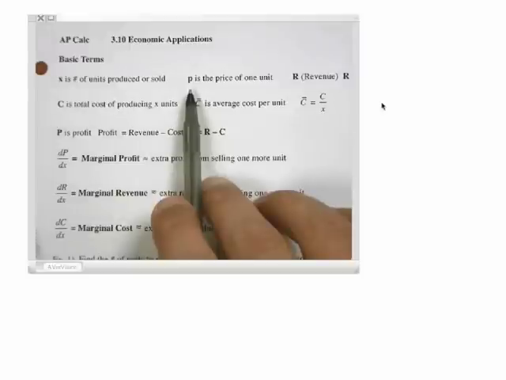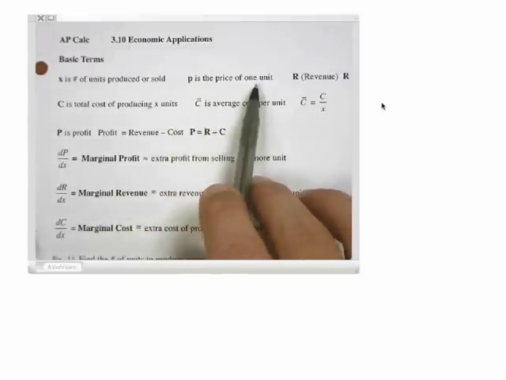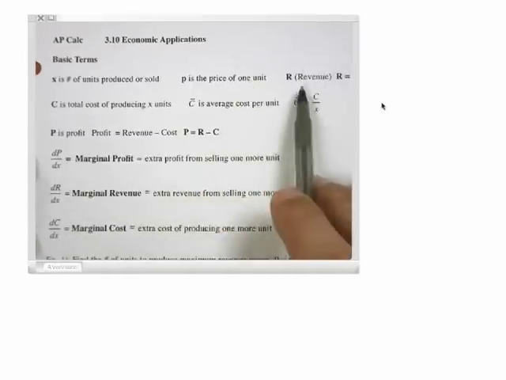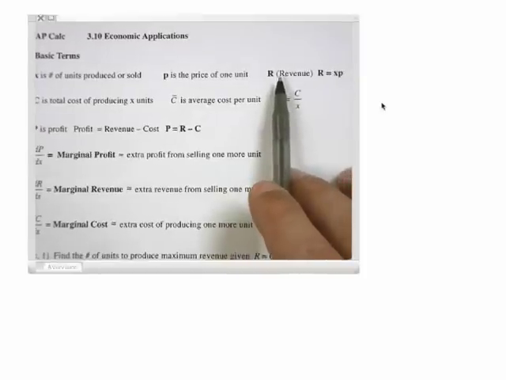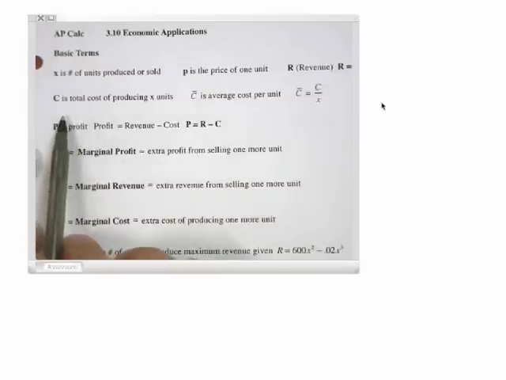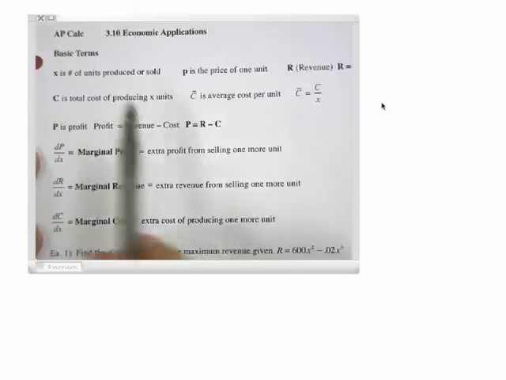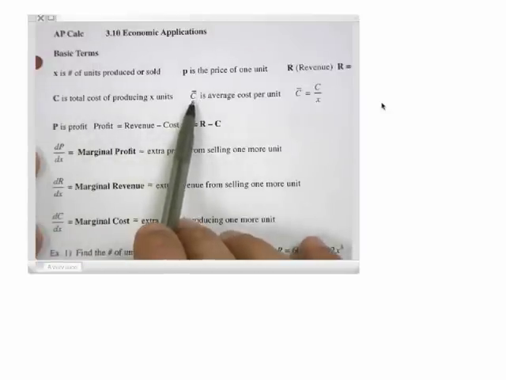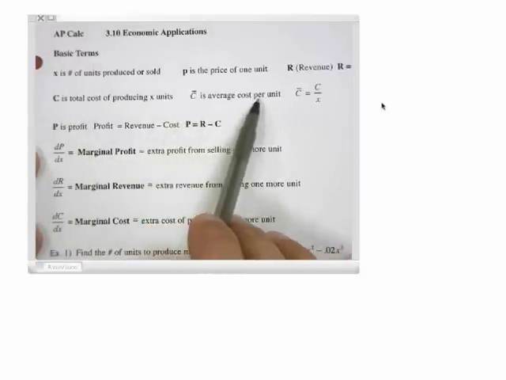When you see a lowercase p, that's used to represent the price of one unit, or what you're selling it for. Big R usually stands for revenue, and revenue is always the number of units sold times the price you're charging per unit. So revenue is equal to x times p. A capital C represents total cost for producing x units. When you see C with a bar over it, that's the average cost per unit.